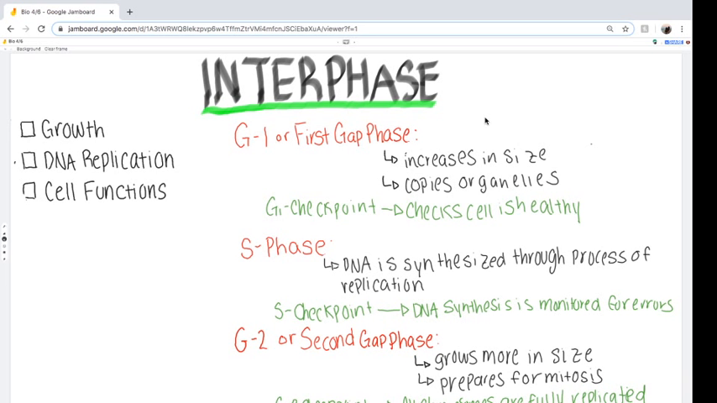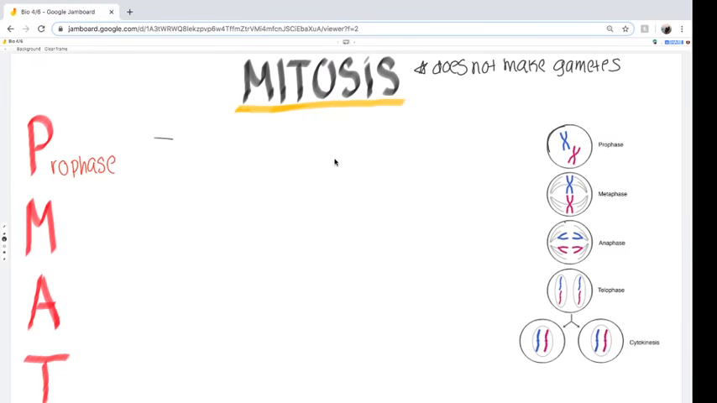There are 4 stages of mitosis, and I like to memorize them as PMAT. P for prophase, M for metaphase, A for anaphase, and T for telophase.